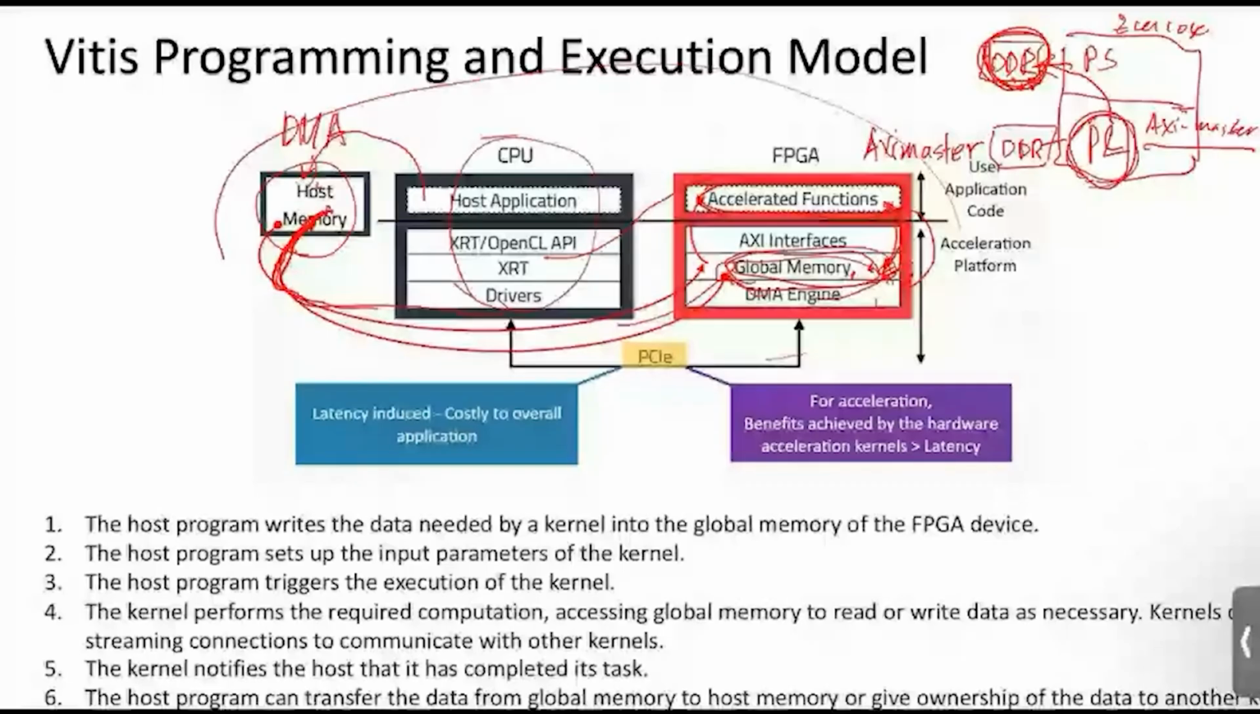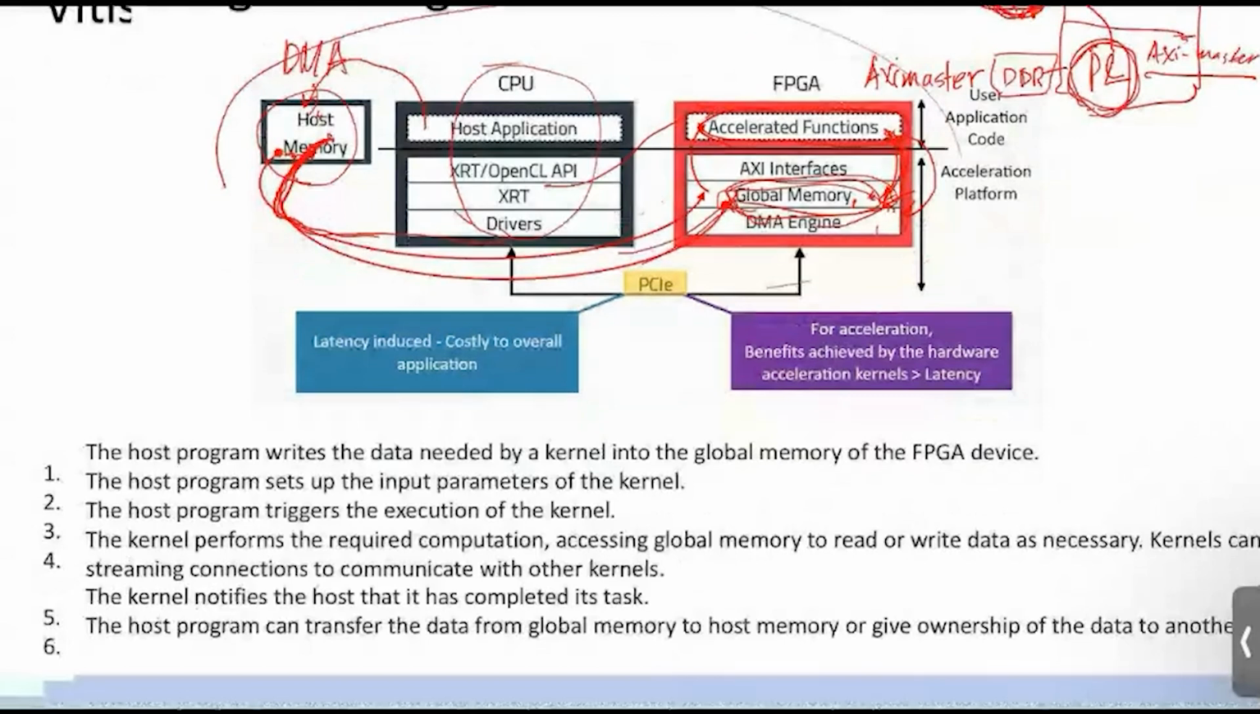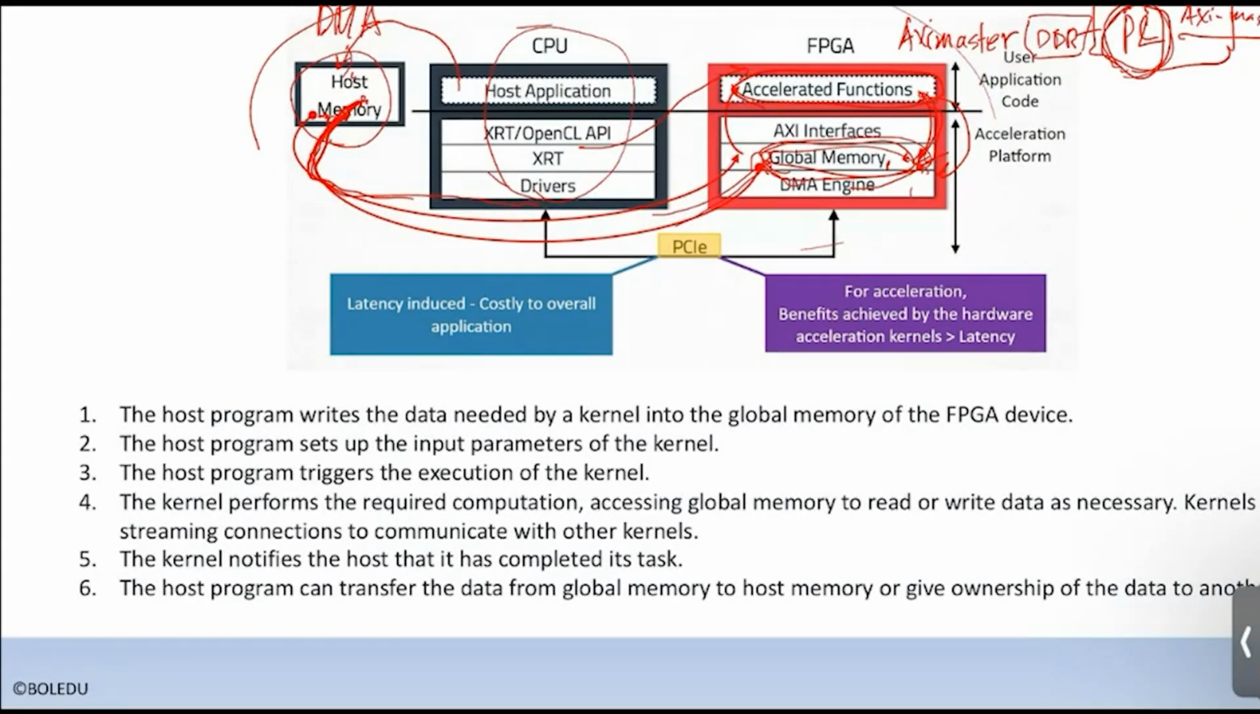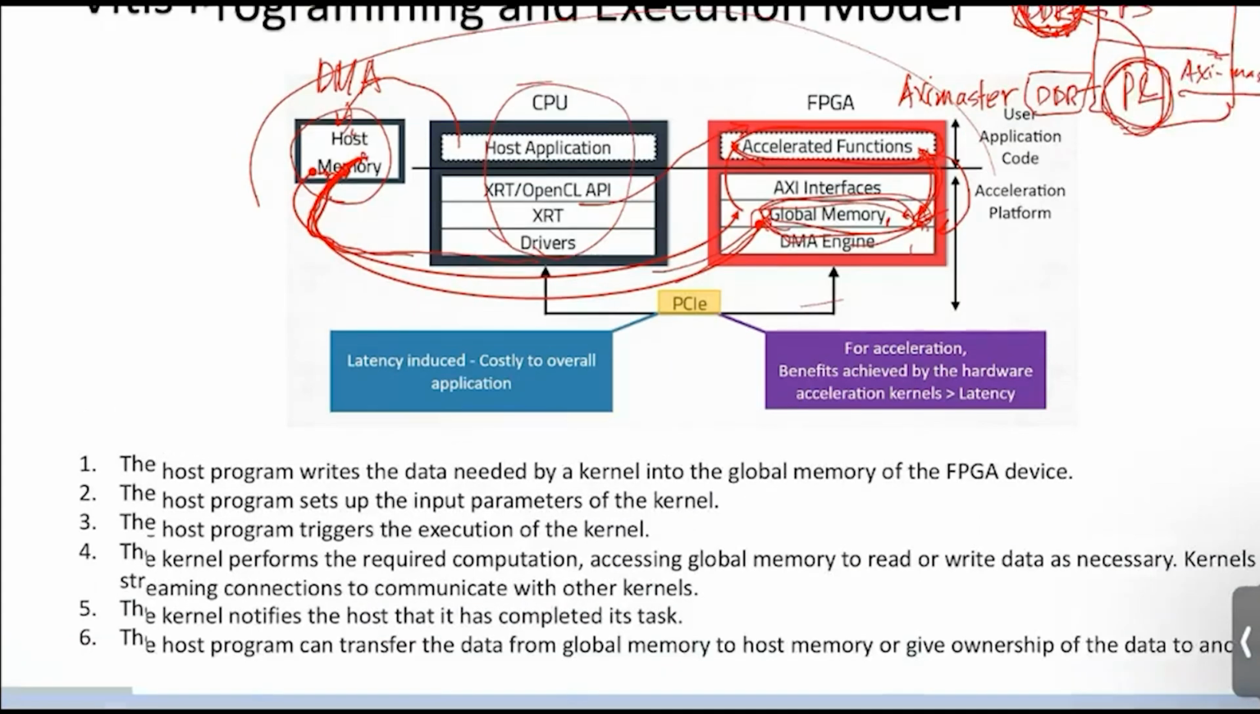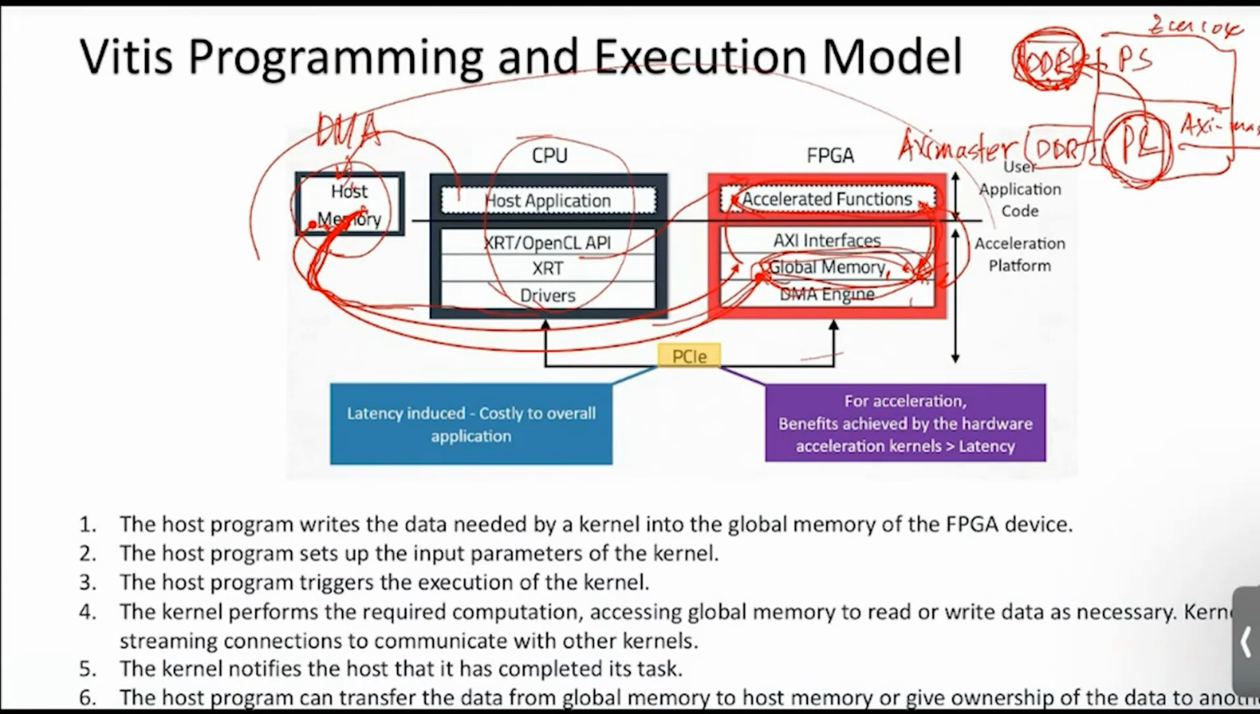The kernel reads from global memory and then writes the results back to the global memory again. Then the host program uses a DMA to transfer the data from global memory to host memory. Then the host program does the post-processing and checks the result data. I hope it's clear that you understand the whole programming and execution model.